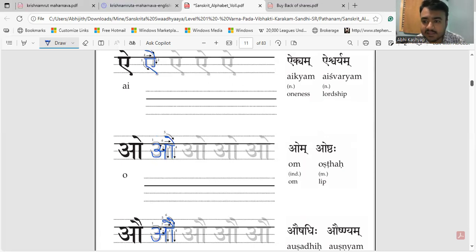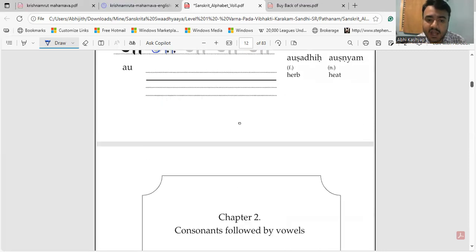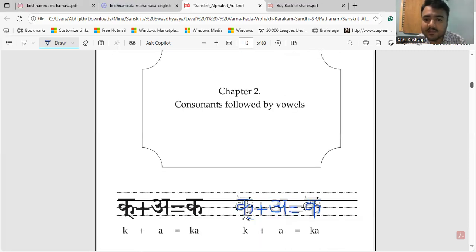E, we have only one E, that is Dirgha. Ai, O, O is also again Dirgha. Au. So these are the swaras. And now we move on to Vyanjanas, which we had also started.